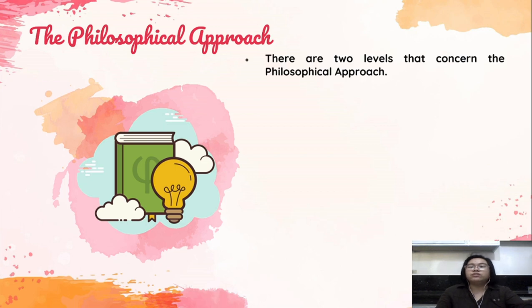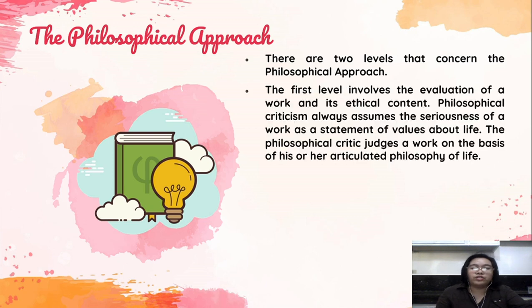In here, there are two levels that concern the philosophical approach. First, the first level involves the evaluation of a work and its ethical content. Philosophical criticism always assumes the seriousness of a work as a statement of values about life. So the philosophical critic judges a work on the basis of his or her articulated philosophy of life. So critics using this approach believe that literature has good and negative effects on people. Critics often look for the author's unethical writings.